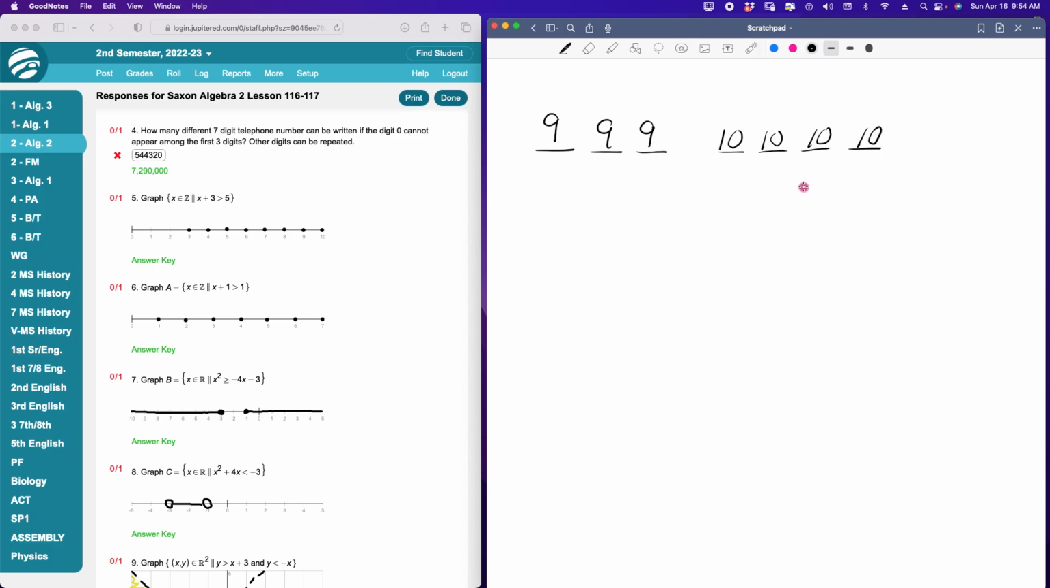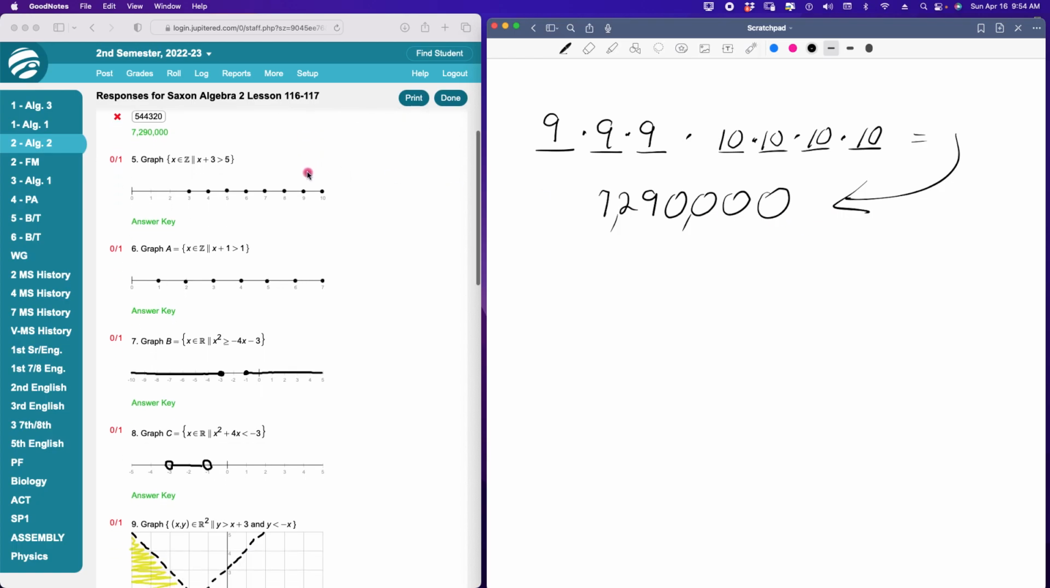So when we do this multiplication, we get 9 times 9 times 9 is 729. And then this is times 10,000. So we just add 4 zeros to the end. 1, 2, 3, 4. And that gives us 7,290,000 is the answer for this problem, because we just multiplied everything straight across. And that's our answer. All right, so let's look at graphing now.